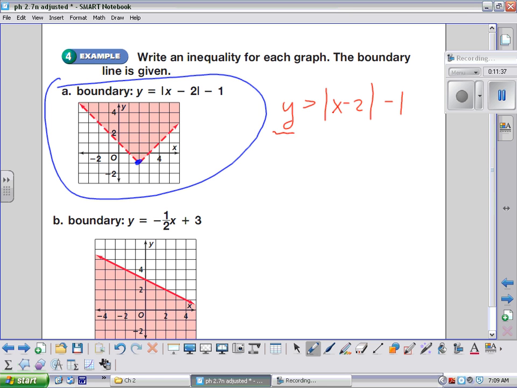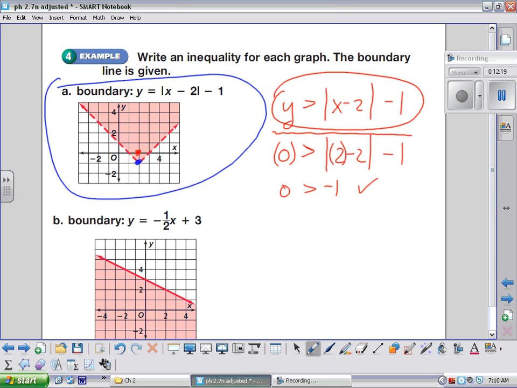All I really need to do is run a checkpoint real quick. (0, 0) is not shaded. I like (0, 0) because it's easy to use, but let's see here. If x is 2 and y is 0, that should be a true statement. So the y value is 0. We got 2 minus 2, 2 for x, minus 1. Is 0 greater than 2 minus 2, which is 0, 0 minus 1 is negative 1? Check. My anticipation was correct that it was going to be greater than.